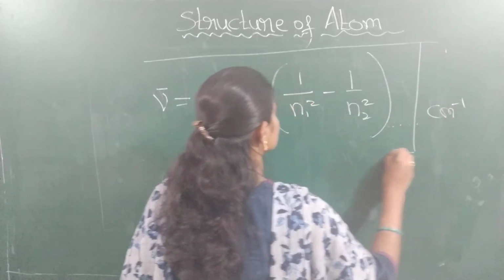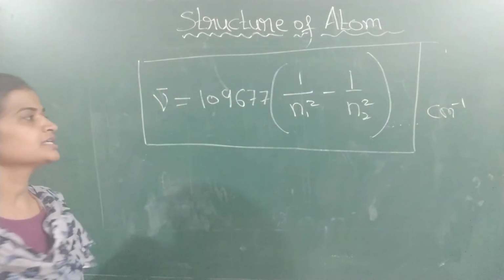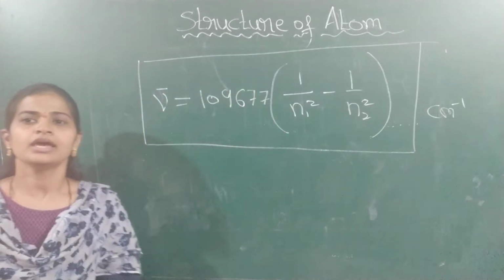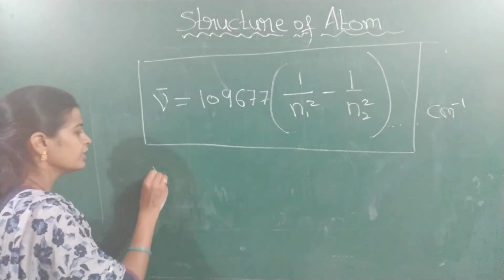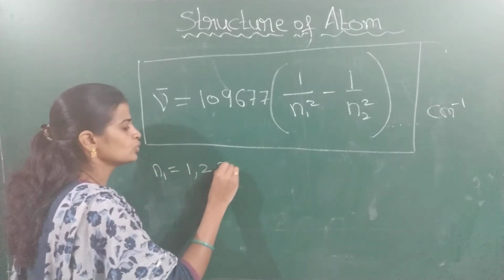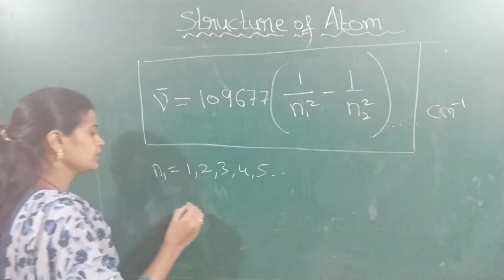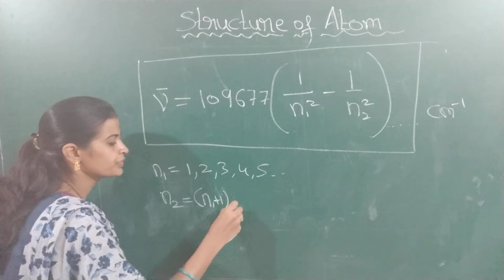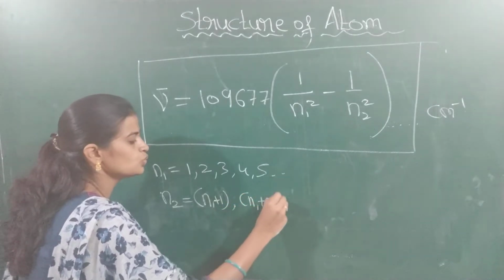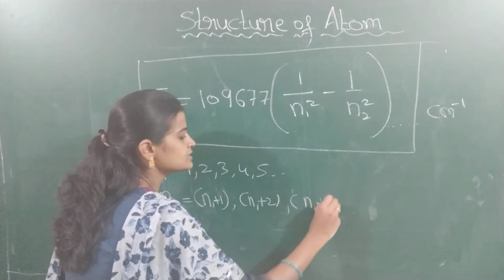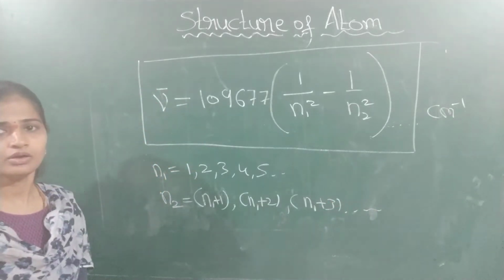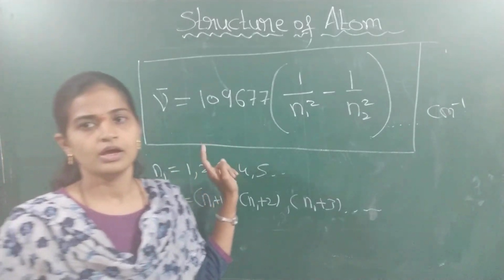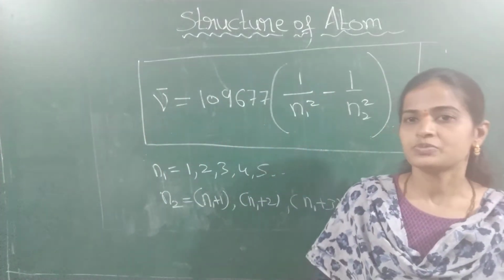This is expressed in terms of per centimeter. Scientist Rydberg has generalized the formula, where n1 and n2 are integers. Where n1 is equal to 1, 2, 3, 4, 5, and n2 will be n1 plus 1, n1 plus 2, n1 plus 3 and so on. You write down this formula, which is very important to calculate the wave number for the spectral series.